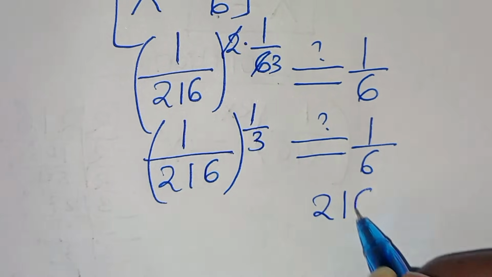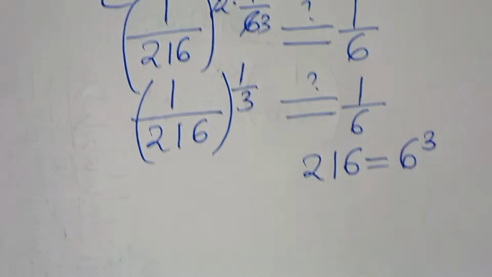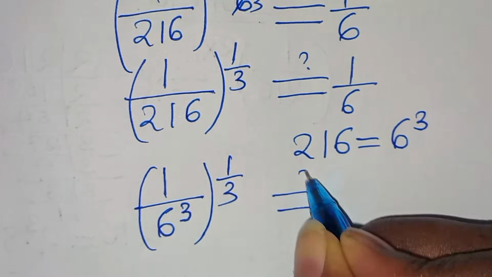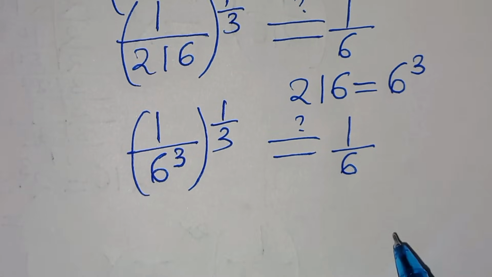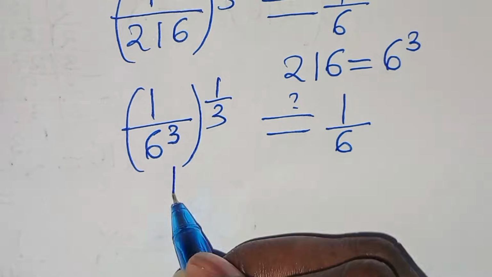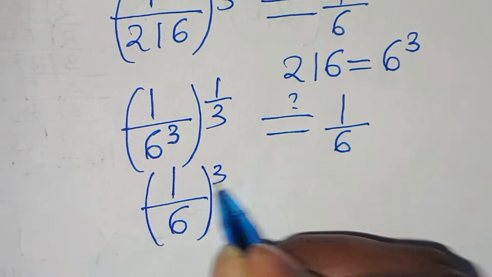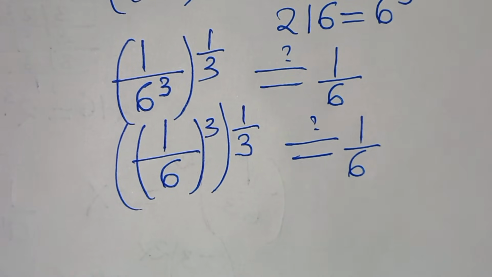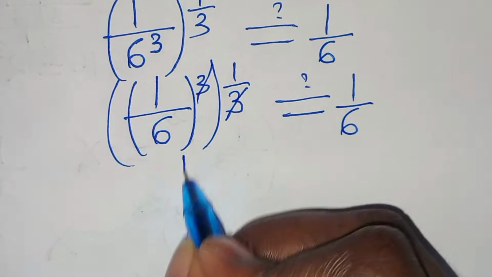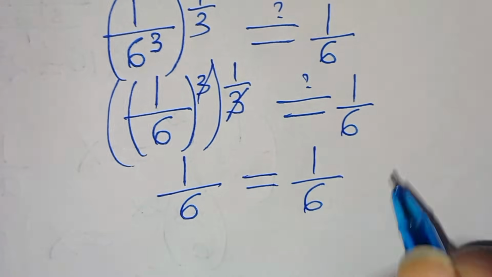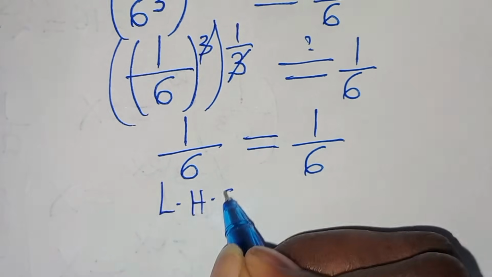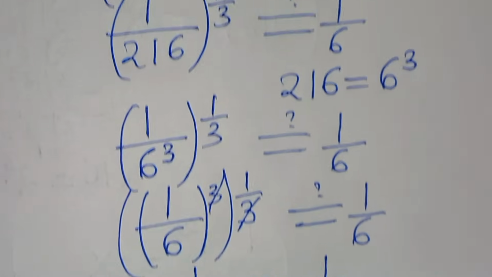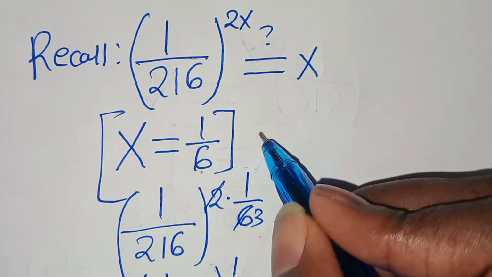Now, we can express 216. This is the same thing as 6 to the power of 3. So now we have 1 over 6 to the power of 3 raised to the power of 1 over 3. This should give us a value of 1 over 6. So this implies that we can express 1 over 6 to the power of 3 as 1 over 6 raised to the power of 3, then raised to the power of 1 over 3. This is supposed to give us a value of 1 over 6. So let's simplify here. We can simplify 3 and 3 here. And that means that 1 over 6, this is equal to 1 over 6. And this implies that the left hand side is equal to the right hand side. And this means that the value of x here, which is actually equal to 1 over 6, satisfies the equation.